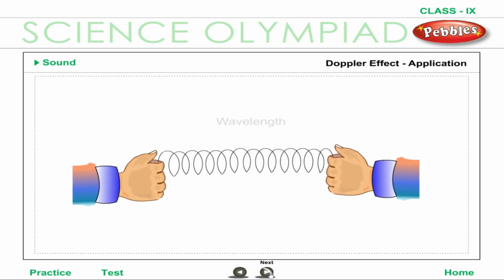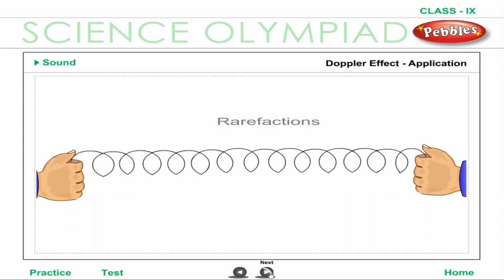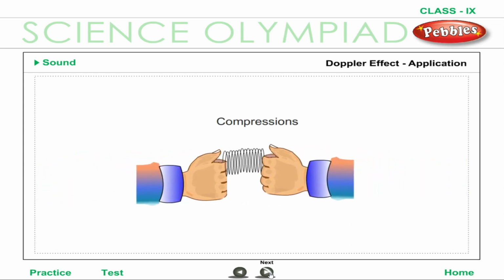Progressive waves proceed in the medium without being reflected back at any point in their path. The two types of progressive waves are longitudinal and transverse waves.